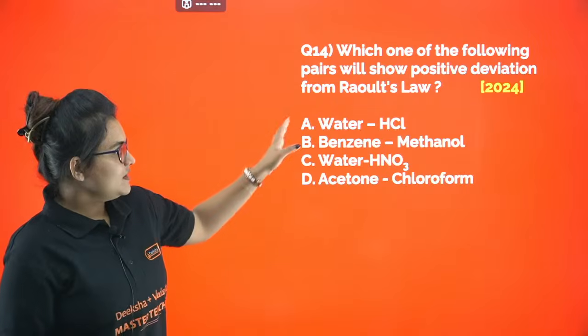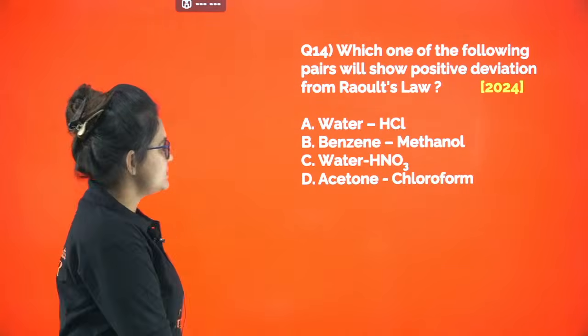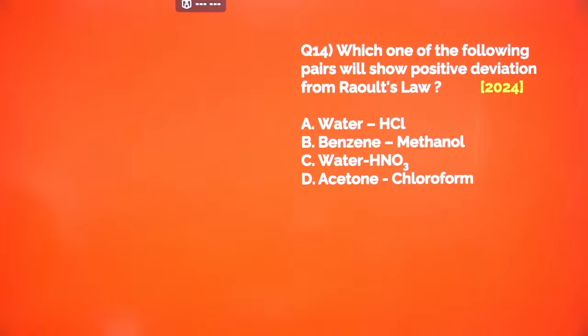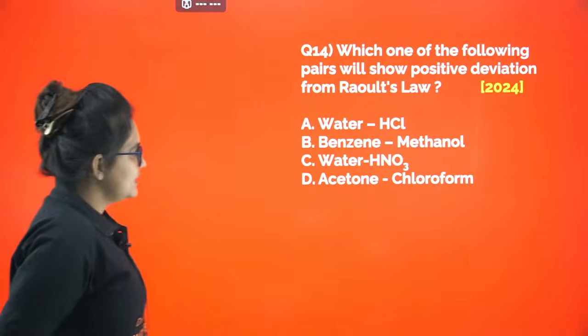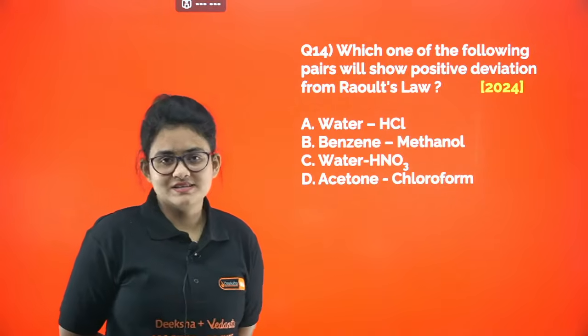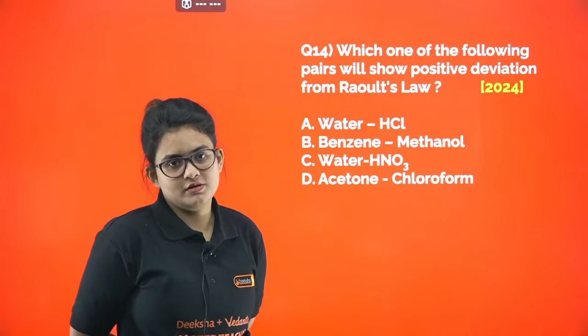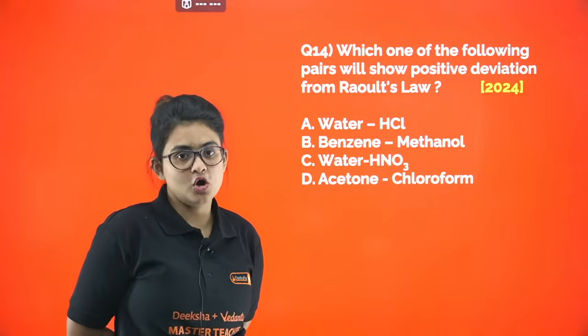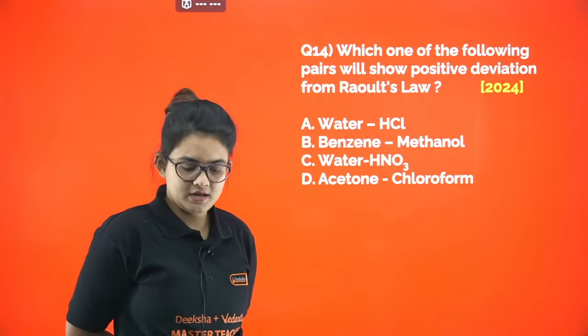Okay. So water and HCl. We will see everything one by one. If you look at water and HCl, if you mix them nicely, they will perform hydrogen bonding. So definitely AB interaction is strong, negative deviation, right?